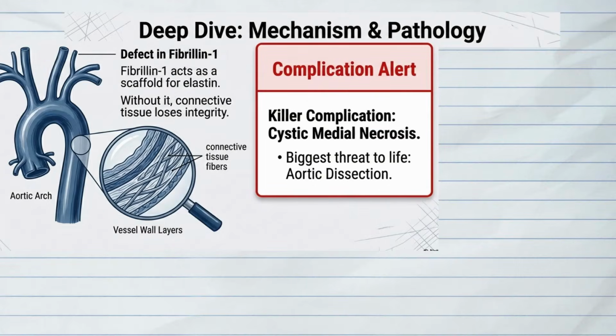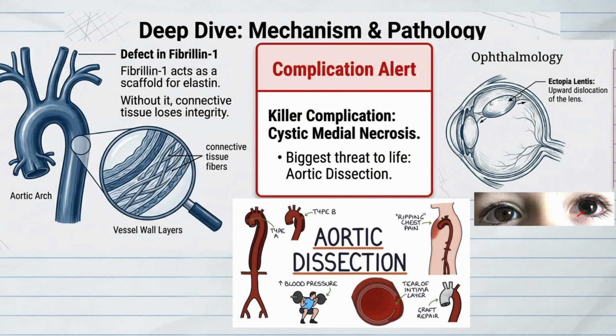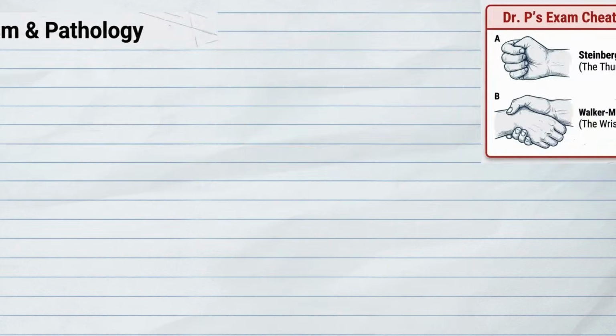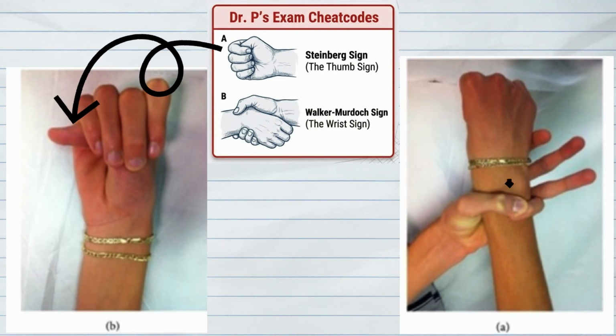Let's integrate this with anatomy or histology. There is defect in fibrillin 1, which is a scaffold for elastin. Look for cystic medial necrosis in the aorta. Integrating it with surgery, the biggest threat is aortic dissection. In ophthalmology, look for ectopia lentis, which is upward dislocation of the lens. Remember the Steinberg sign, the thumb sign, and Walker-Murdoch sign, the wrist sign for your clinical exams.